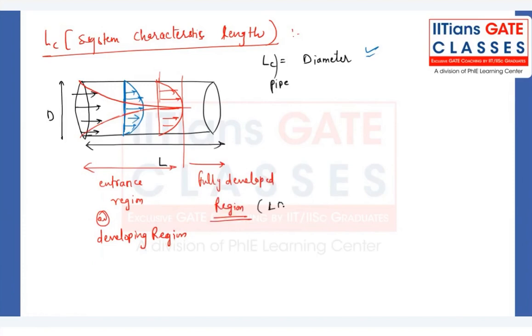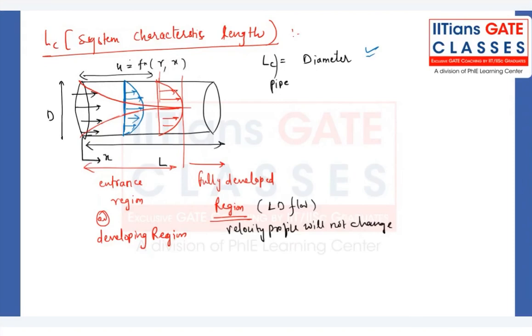That is one thing. The second thing is that the velocity profile will not change. Very good, guys. Because before this point, the velocity will be a function of radius as well as x from the inlet section. But after that, the velocity profile will be almost parabolic in the case of laminar flow, and that will be a function of radius only. And that we will see in laminar flow.